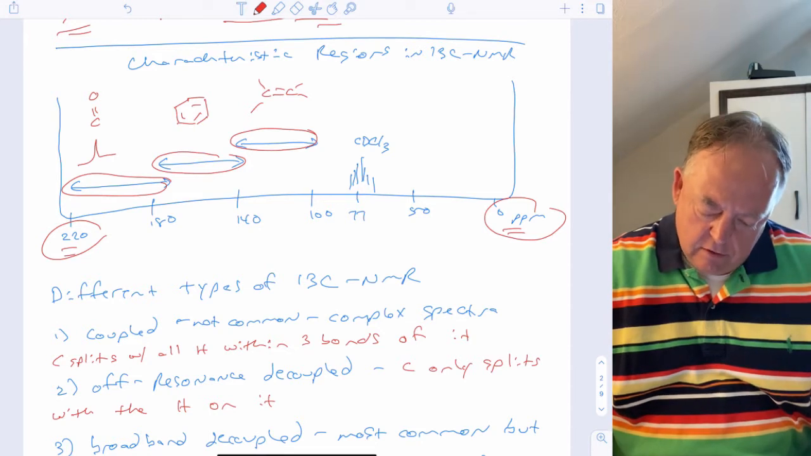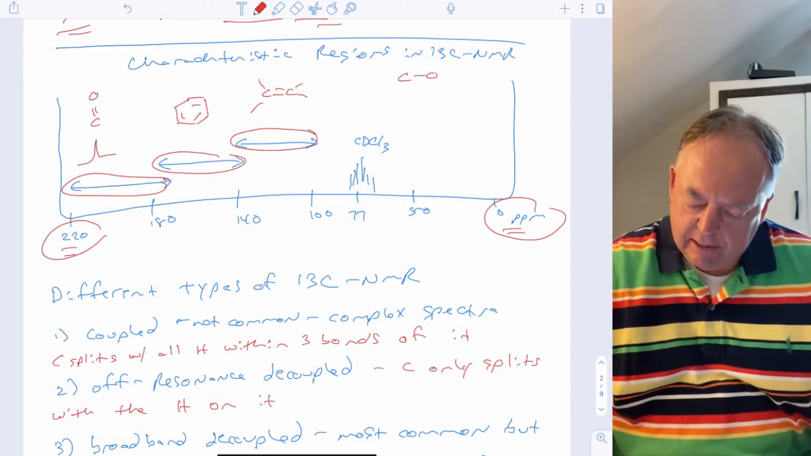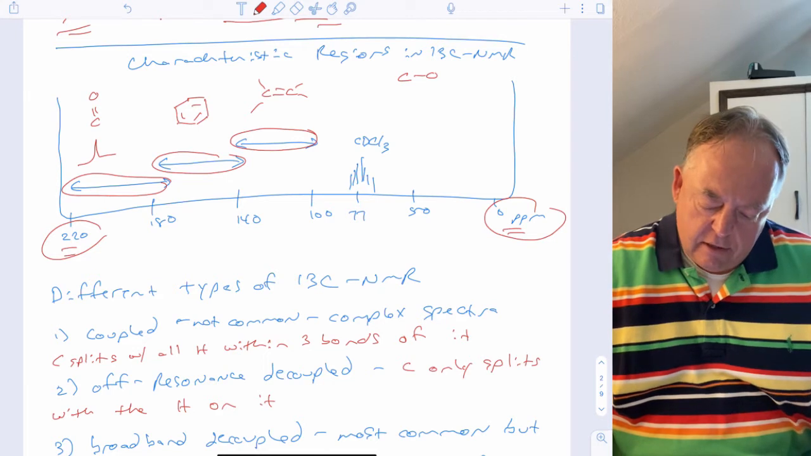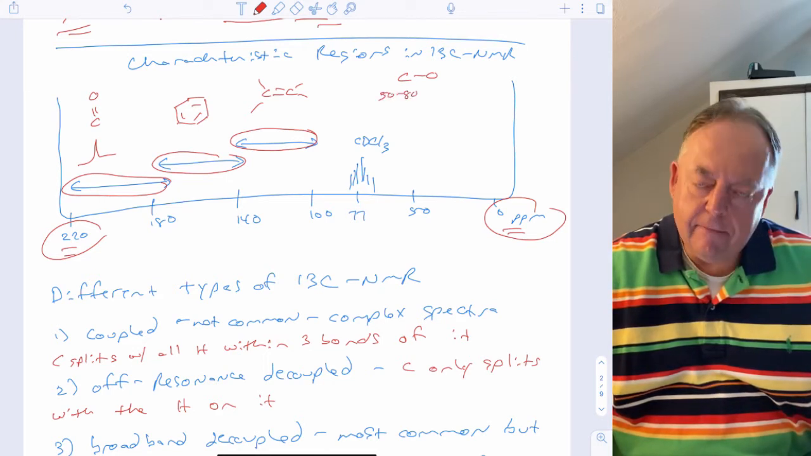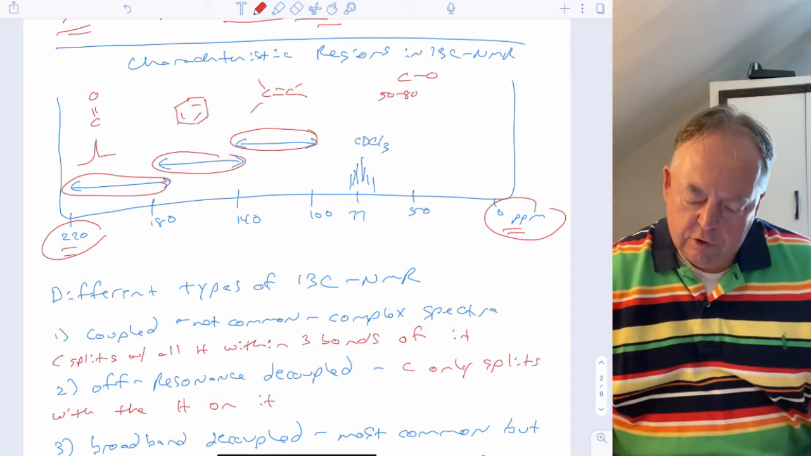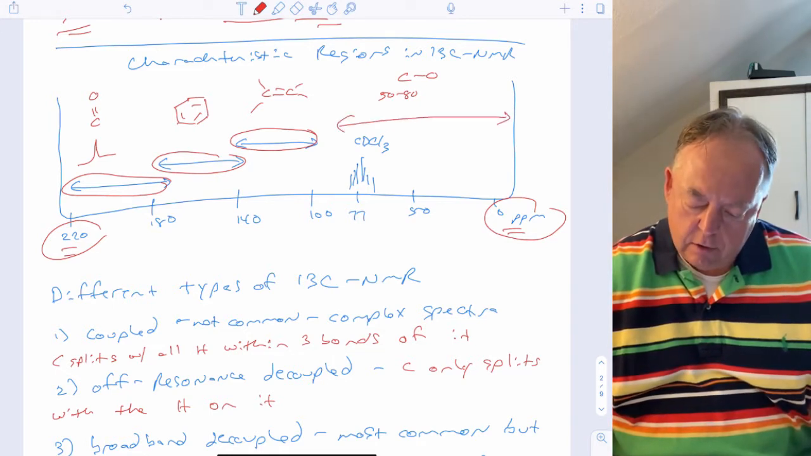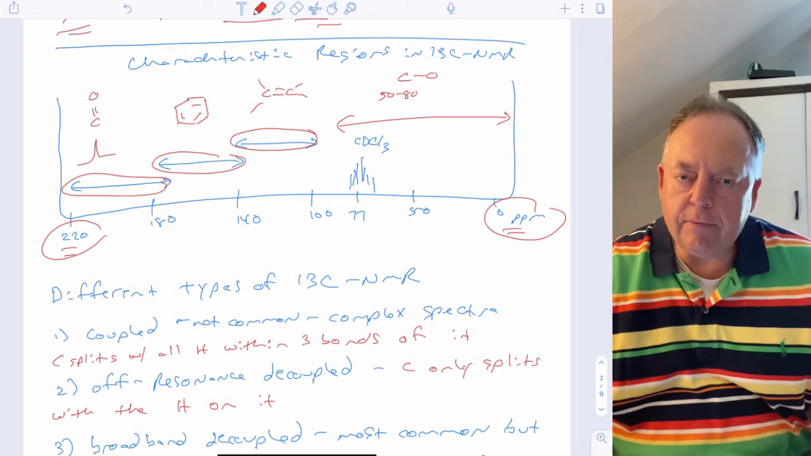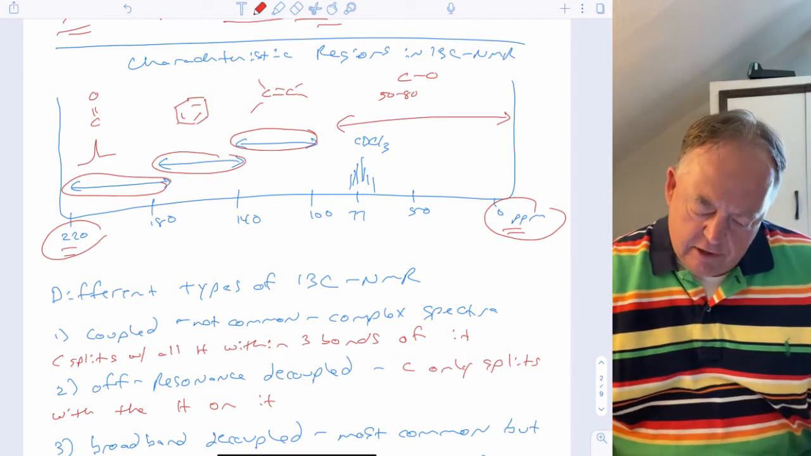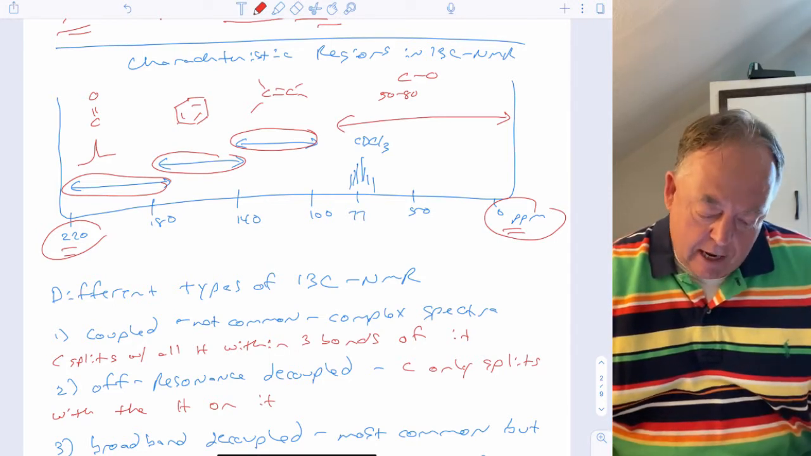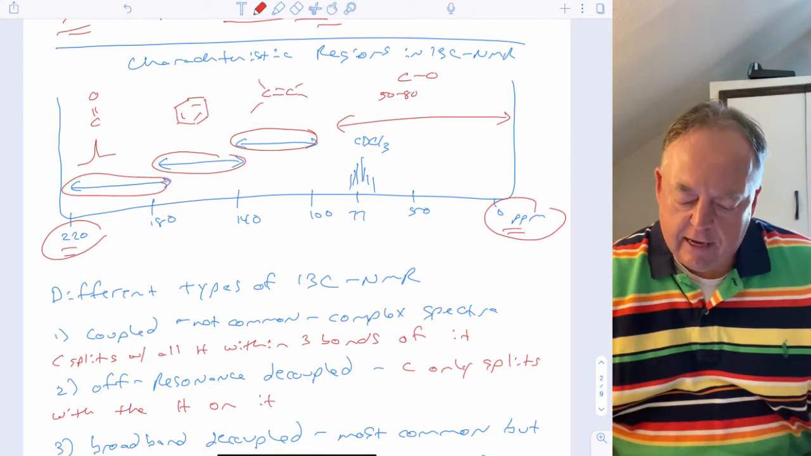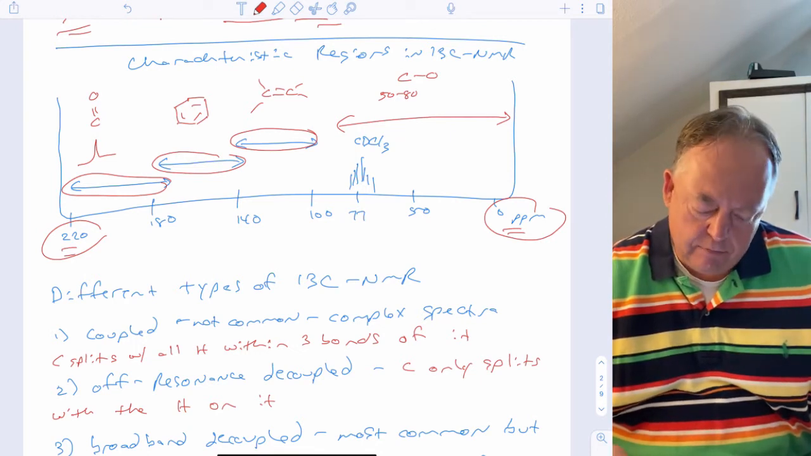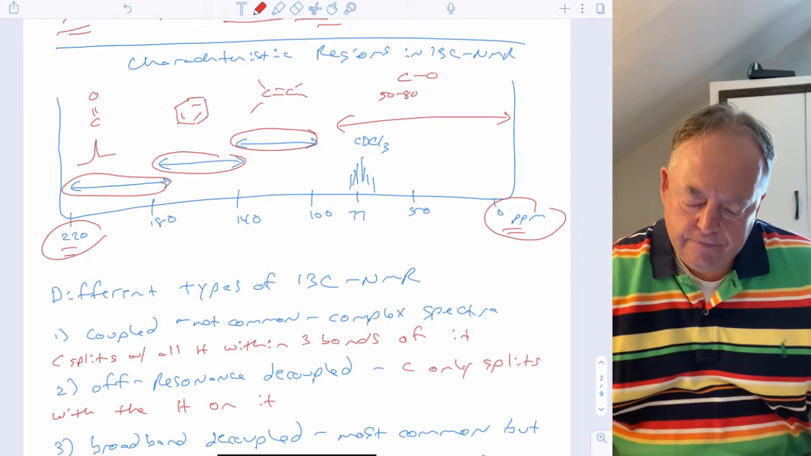If you have a carbon attached to a really electronegative atom like an alcohol, then this may be anywhere from about 50 to 80 ppm. But most other signals in carbon NMR are somewhere between 0 and 100 ppm. These characteristic regions are nice because it's easy to pick out if you have an alkene, an aromatic part of your molecule, or a C=O.